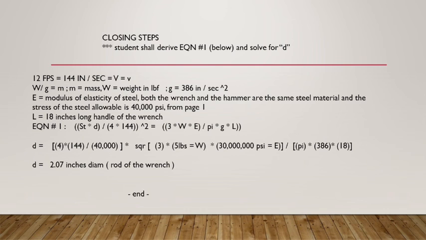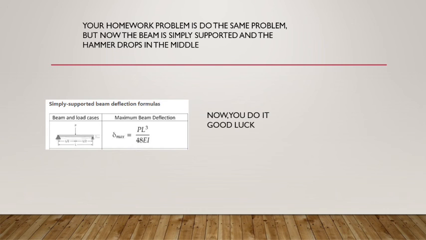So what I've done on the next slide is, let's say it's not a wrench, let's say it's a simply supported bar, but all the other parameters remain the same. Now I want you to take the equation for the simply supported bar and solve the problem for diameter as we did previously, just for you to have a homework problem to work on.